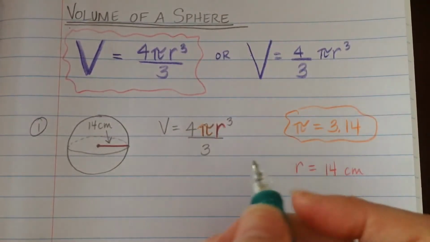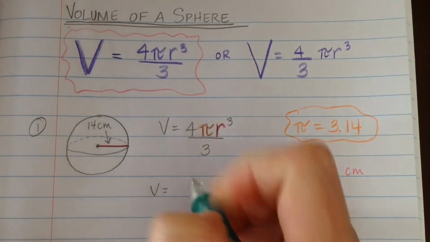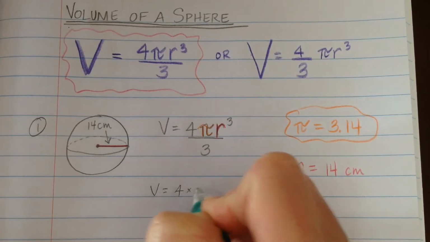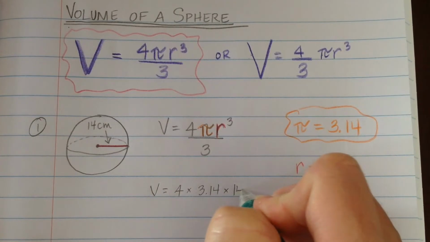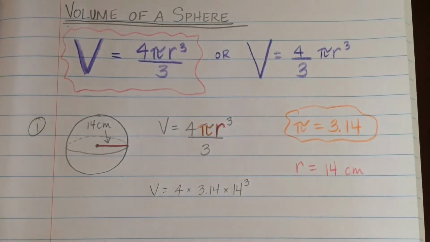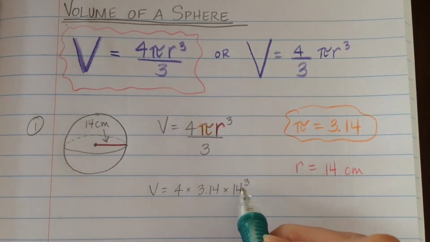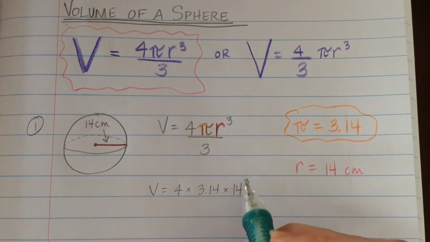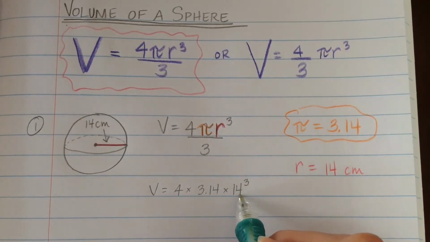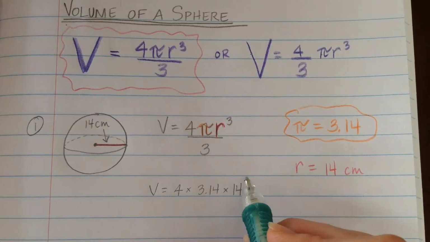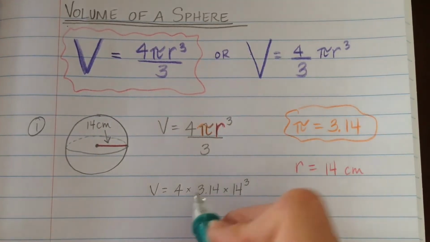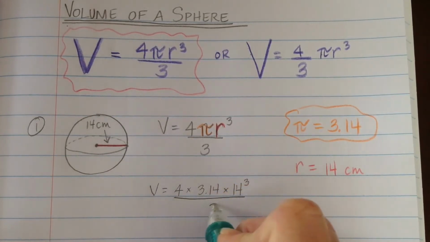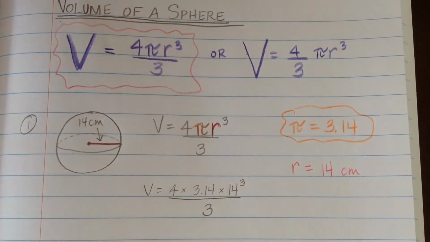Okay, so here we go. Volume is equal to 4 times 3.14 times my radius, which is 14, and that's going to be cubed. That means it's going to be multiplied by itself 3 times. This does not mean 14 times 3. It's 14 times 14 times 14, which is going to be a ginormous number, right? Divide by 3. Order of operations: I'm going to do that 14 cubed first.